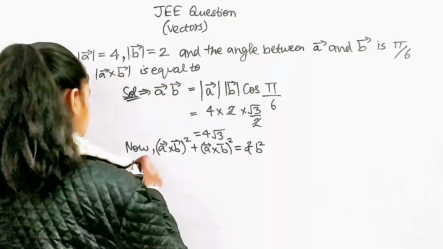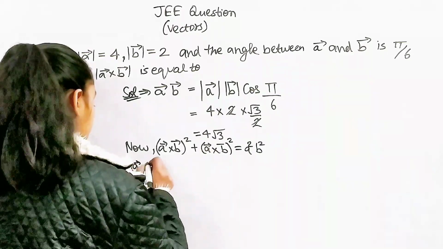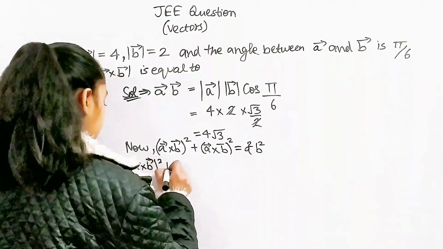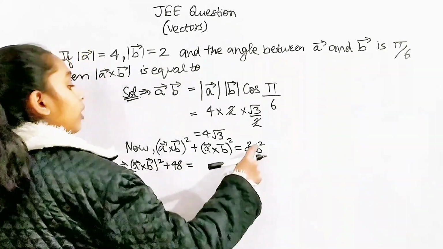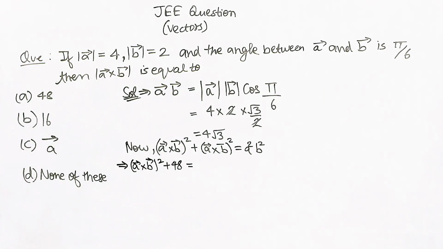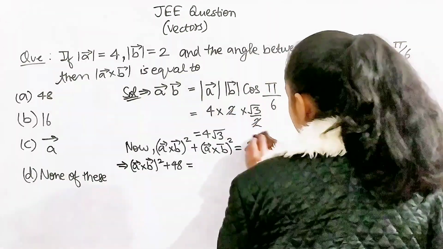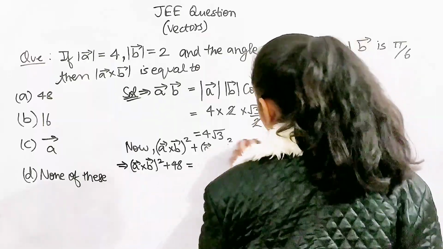So this, (A cross B) whole square plus 48, which is equal to, okay, what will be A square? What will be A square? Okay, so we don't know for now, so let's just forget about this part. We're having this A square B, okay? So what I'm going to write is, let me tell you again.